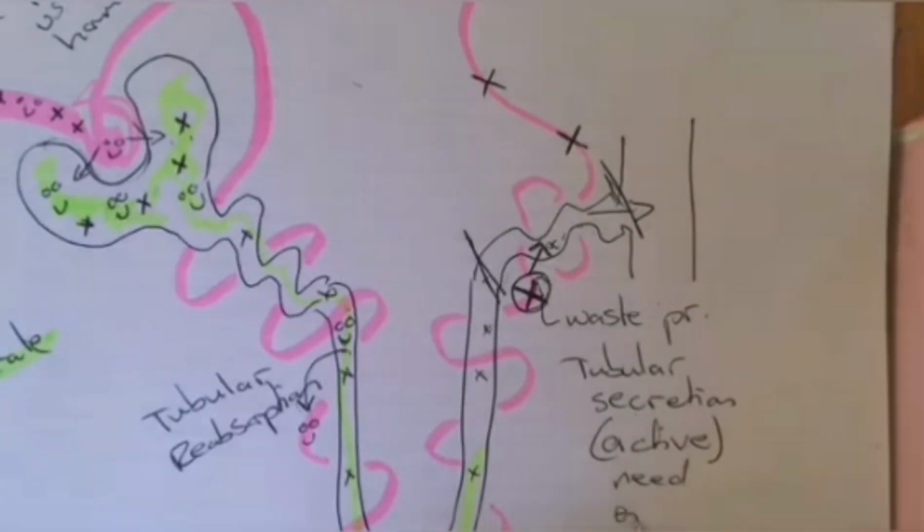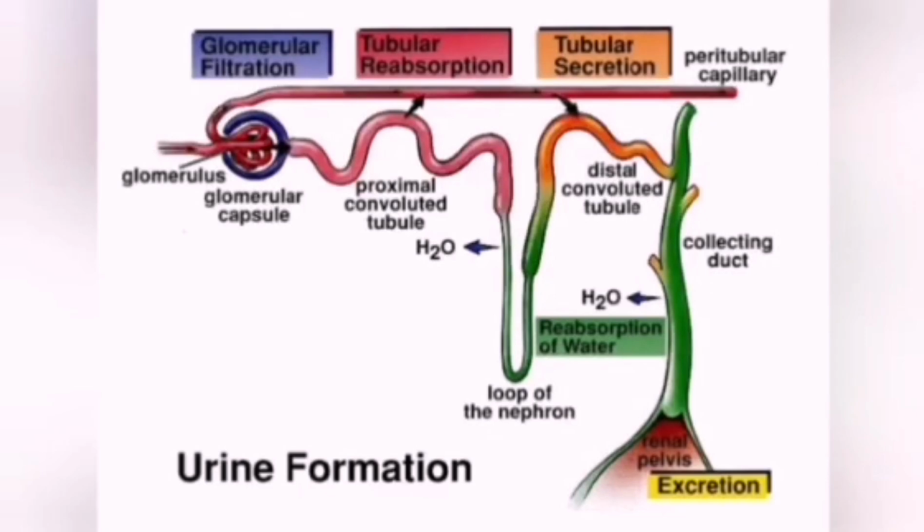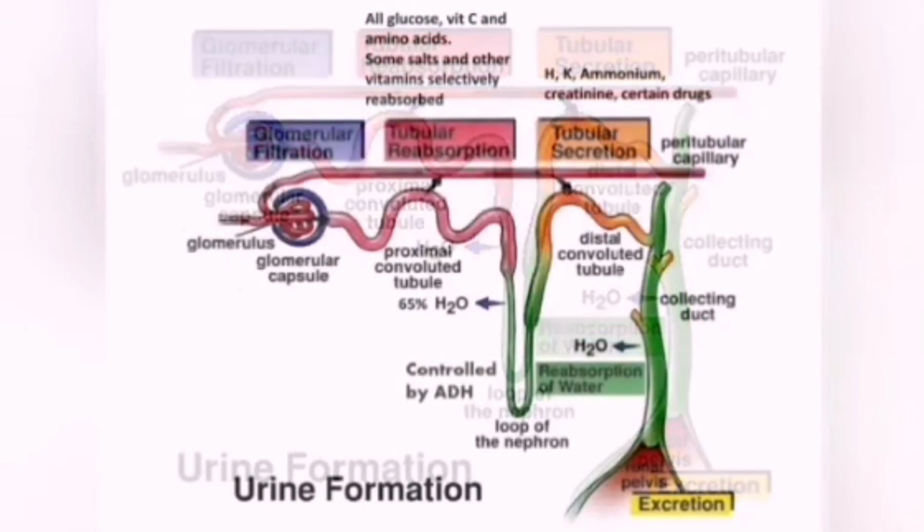Tubular again, because it's part of the tube, and secretion. Remember that it's active, because you need energy. So obviously you need to know exactly what gets filtered where and what gets absorbed where. If you look at this summary, you can see in the blue, glomerular filtration takes place right at the glomerulus at the start of the nephron. Tubular reabsorption is shown here in the red and tubular secretion in the orange.